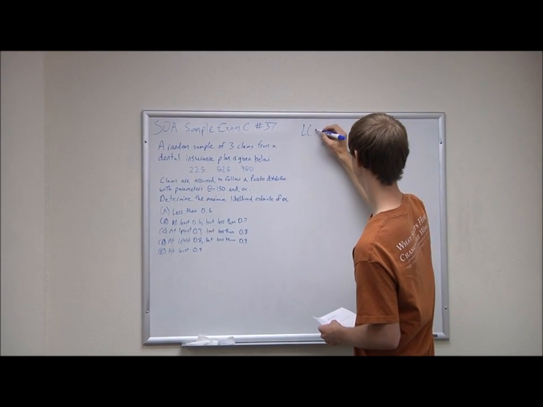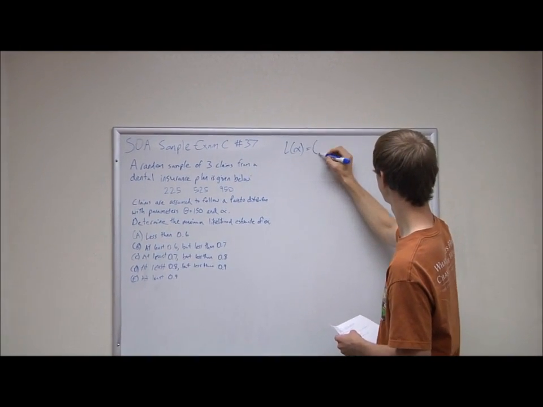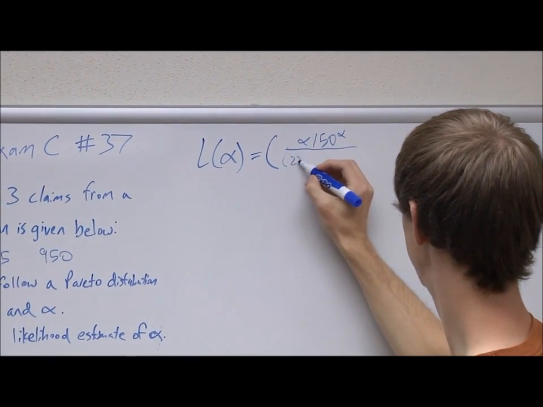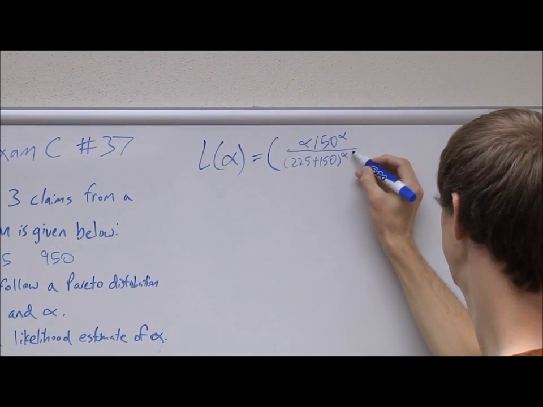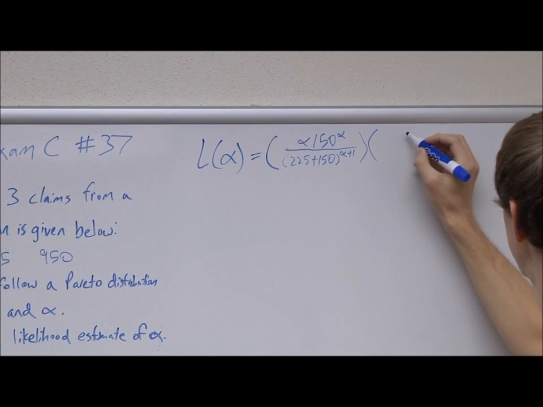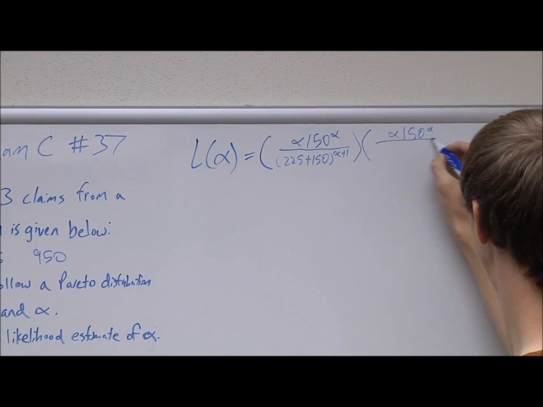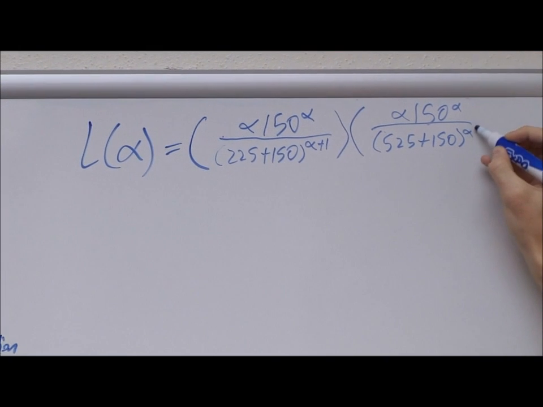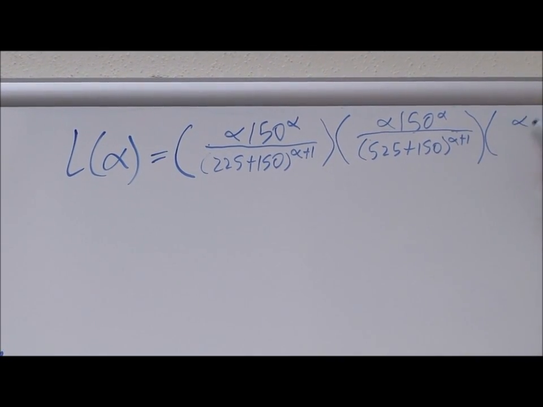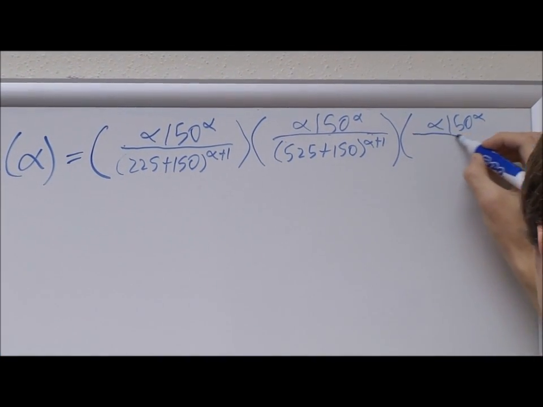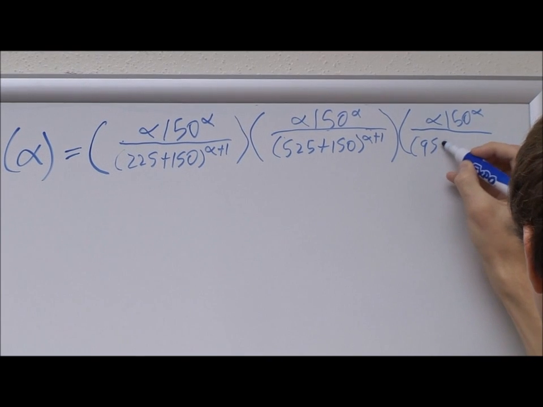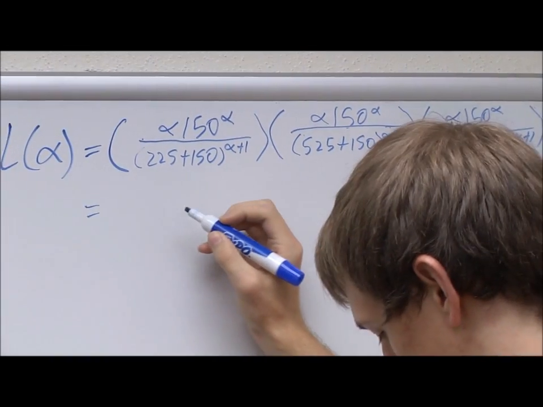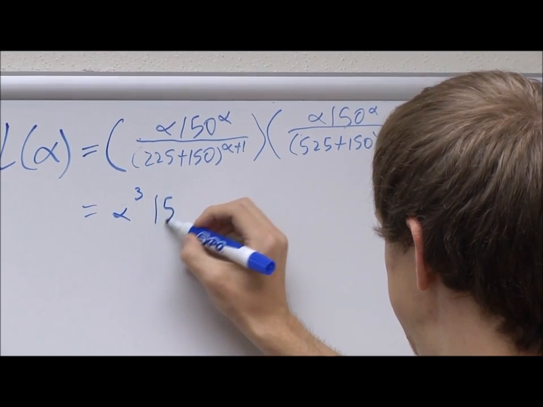So we have the likelihood function is equal to alpha times 150 to the alpha divided by 225 plus 150 to the alpha plus 1, times alpha times 150 to the alpha divided by 525 plus 150 to the alpha plus 1, times alpha times 150 to the alpha divided by 950 plus 150 to the alpha plus 1.